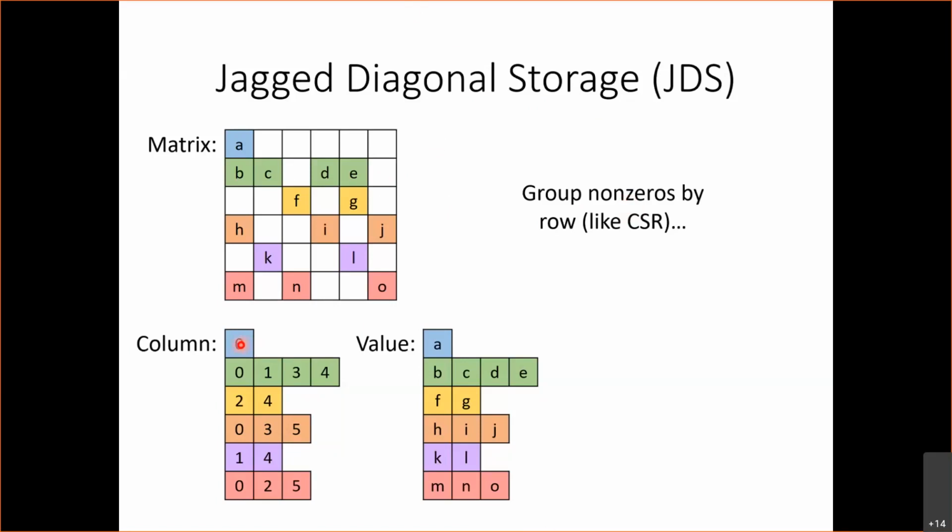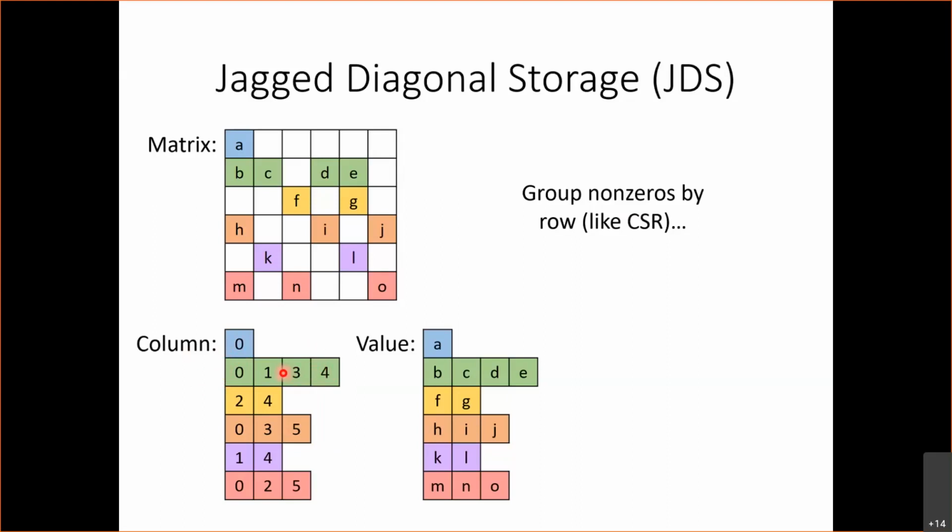Now, if you remember, the problem with CSR and with ELL is that different threads were processing different rows, and threads that were next to each other could be assigned to rows that have a significantly different number of non-zeros. So the row that thread 0 is responsible for has 1 non-zero. The row that thread 1 is responsible for has 4 non-zeros. They have a significantly different number of non-zeros. So what can I do?